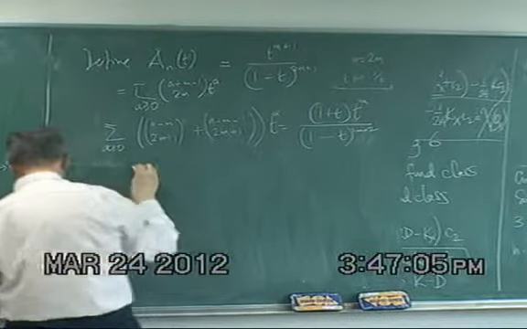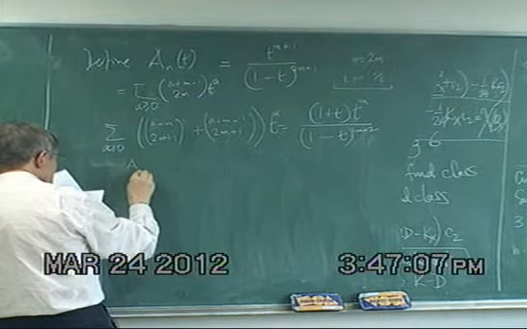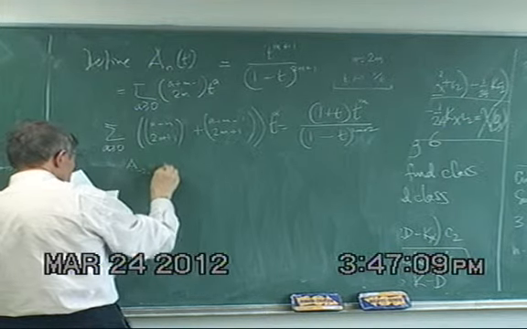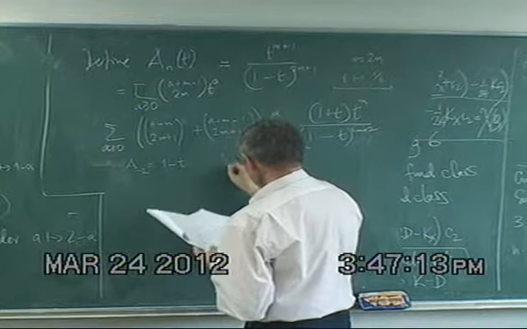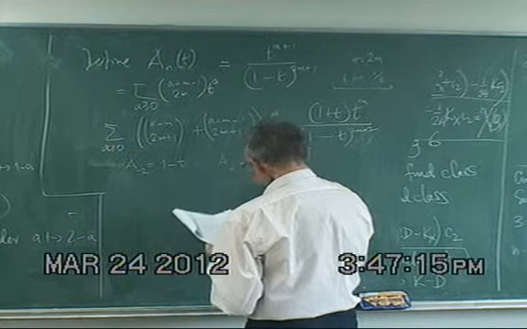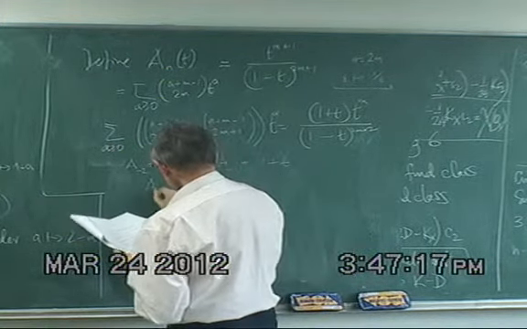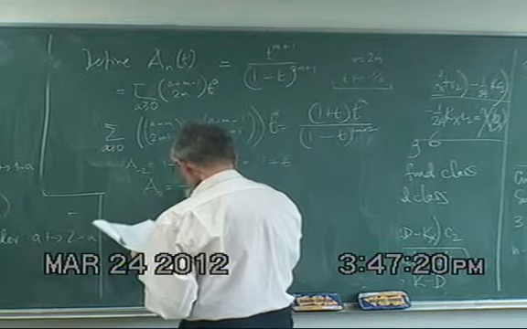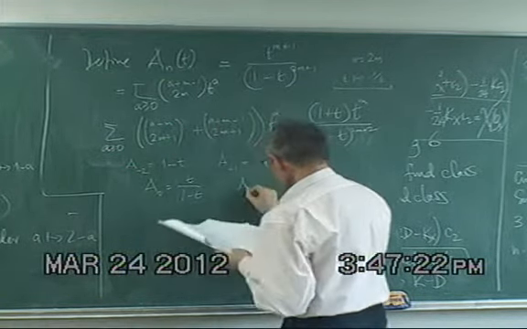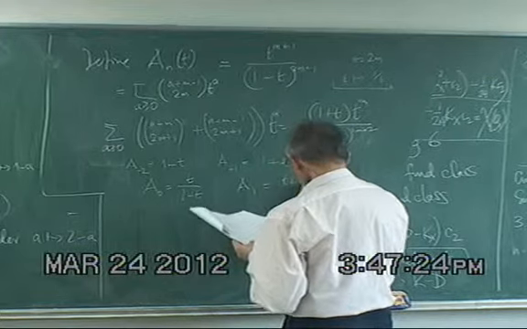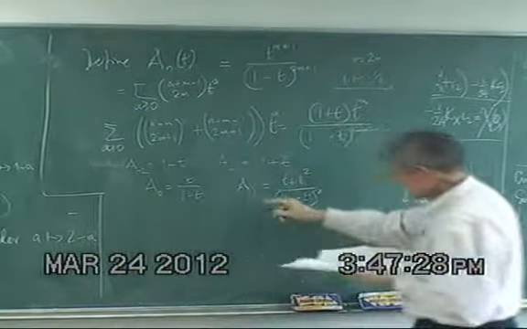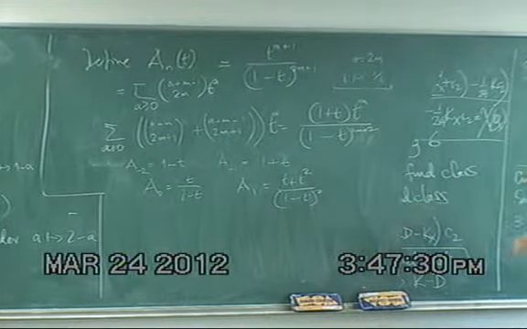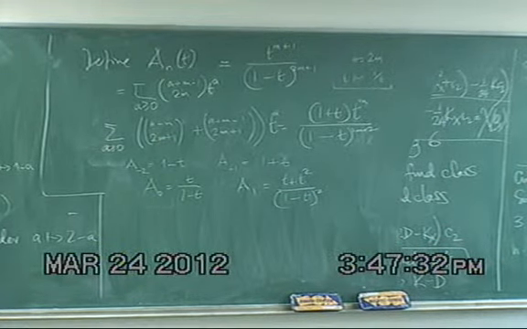So A_{-2} is 1 minus t. A_{-1} is 1 plus t. And A_0 is t over 1 minus t. And A_1 is t plus t squared over 1 minus t all squared. So these things were appearing all over those formulas I wrote down for curves and surfaces earlier.